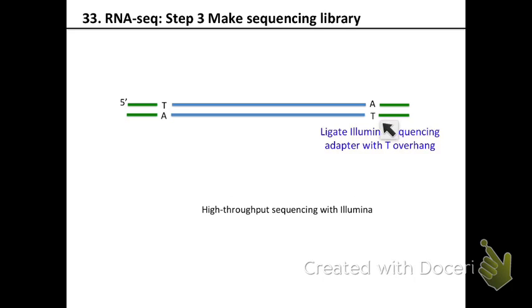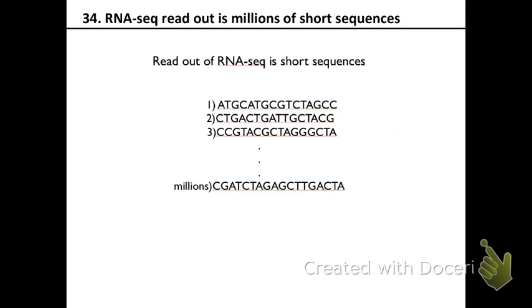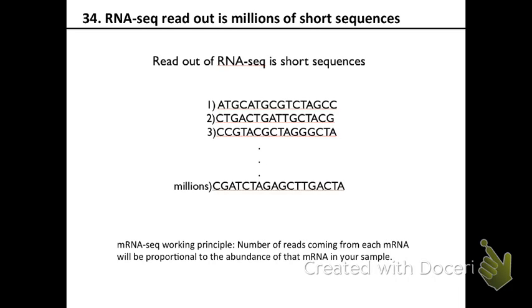And then what you do is you ligate your Illumina adapters with a T overhang to these samples, and then you send it to Illumina for sequencing, and you get sequences. And the readout is this. What you're going to get from your sample is a whole bunch of sequences, millions and millions of them. And the principle is this. In microarrays, if your initial RNA amount was a lot more, it's going to have a lot more fluorescence. In RNA-seq, if your initial mRNA is a lot more, you're going to have more reads coming from that RNA, compared to another gene that has fewer reads. Does that make sense?